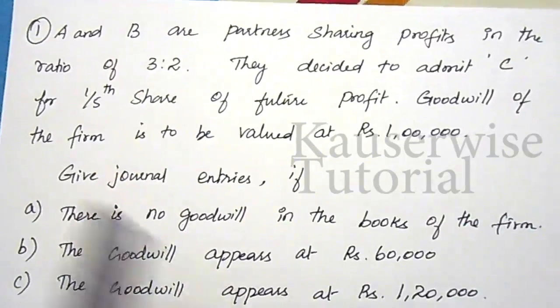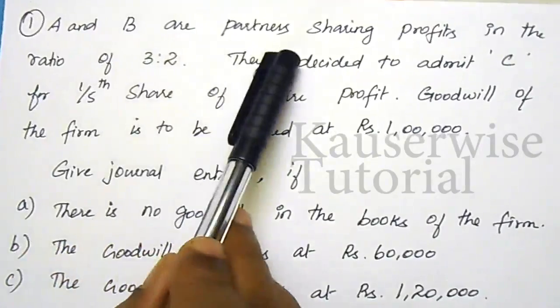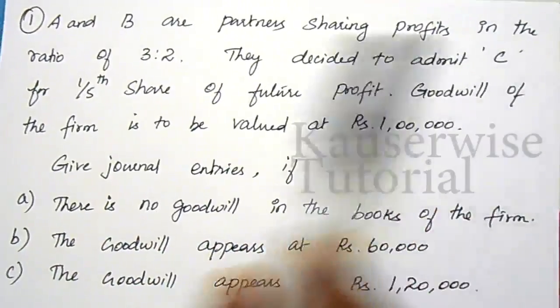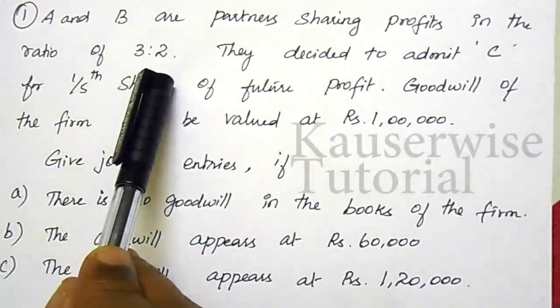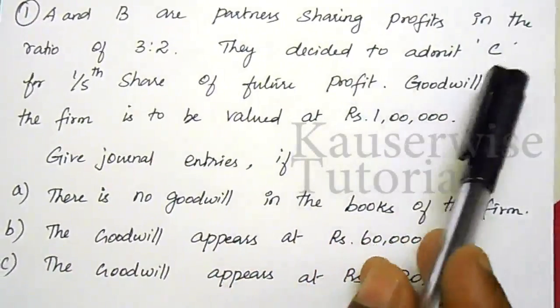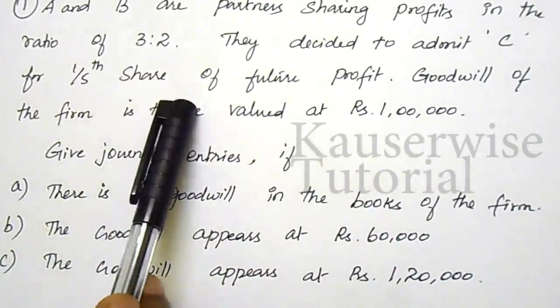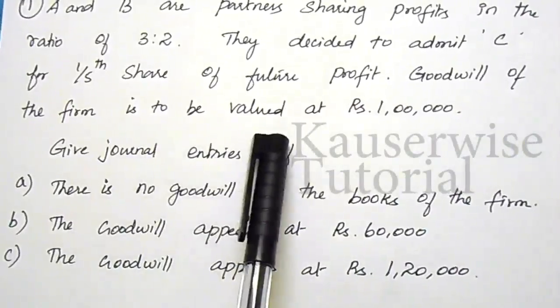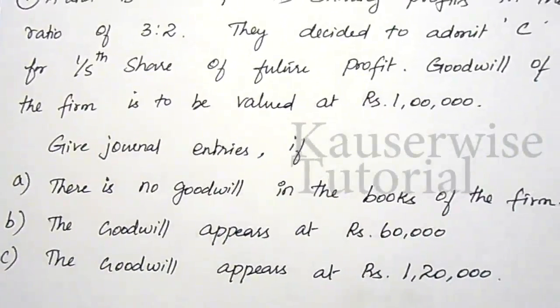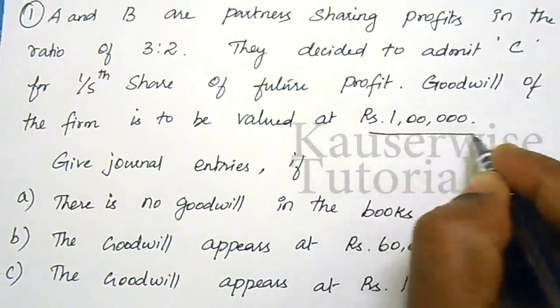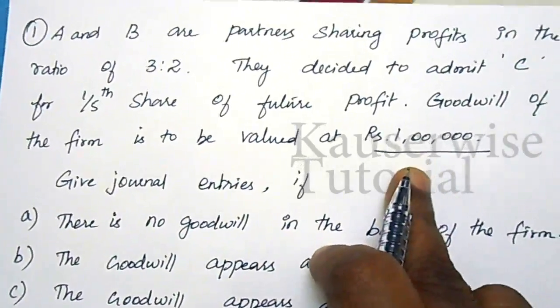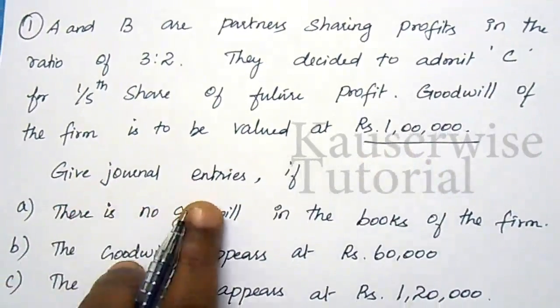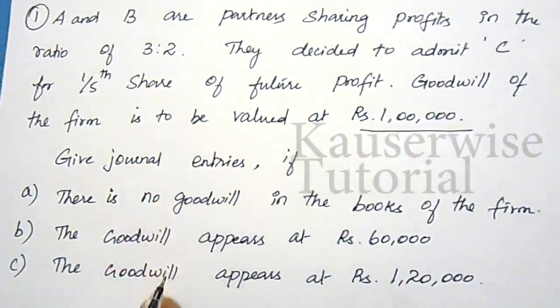Look at this example problem. A and B are partners sharing profits in the ratio of 3:2. They decided to admit C for a 1/5 share of future profit. Goodwill of the firm is to be valued at 1 lakh. This is the revised value of goodwill. Give journal entries if three scenarios are there.